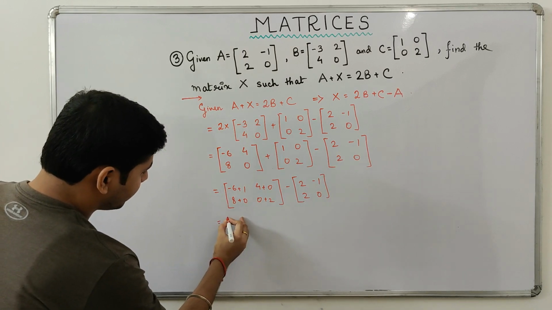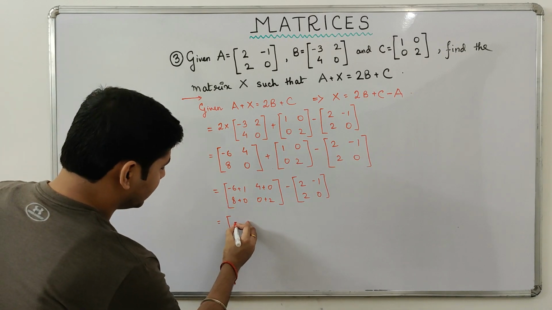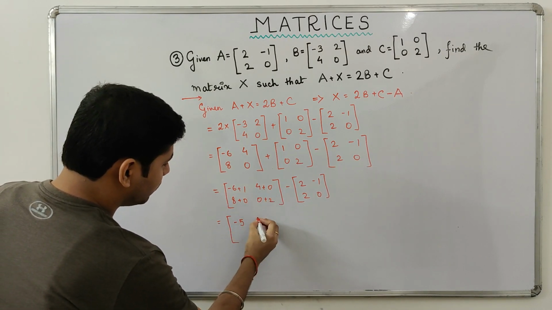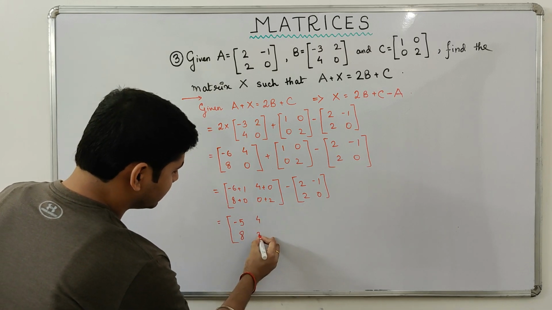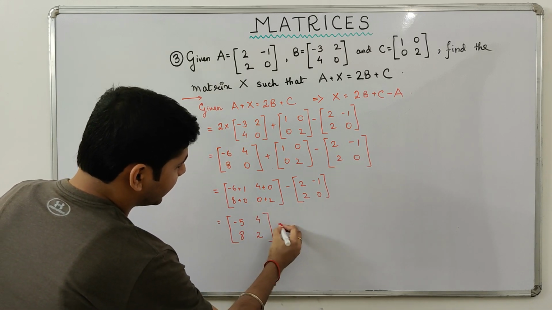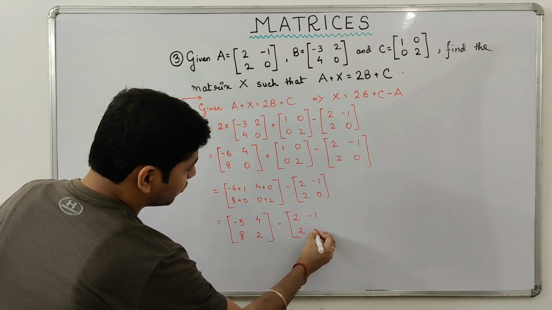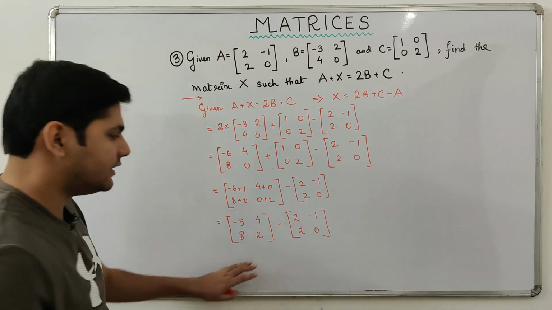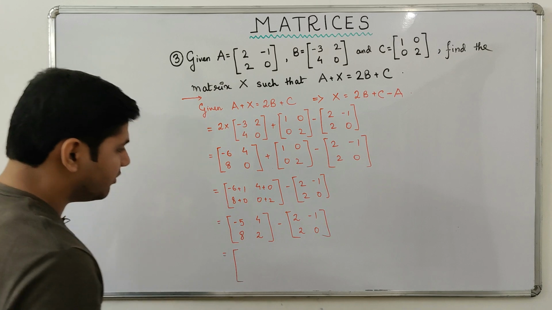So what do we get? Minus 6 plus 1, that's minus 5, 4 plus 0, that's 4, 8 plus 0, that's 8, and 0 plus 2, that's 2. Minus 2 minus 1 2 0. Matrix subtraction, let's do that. So what we will get?